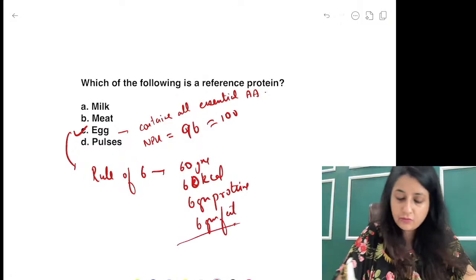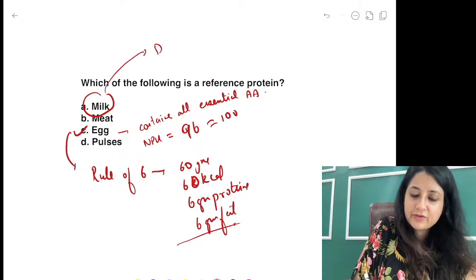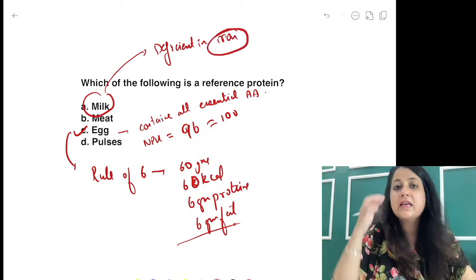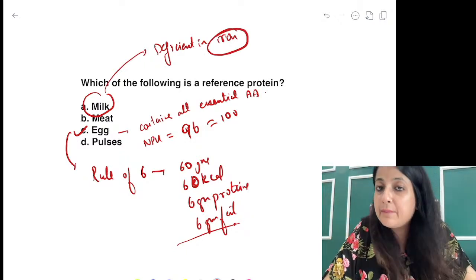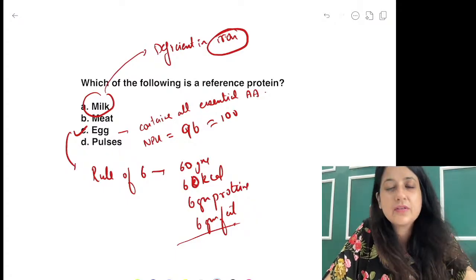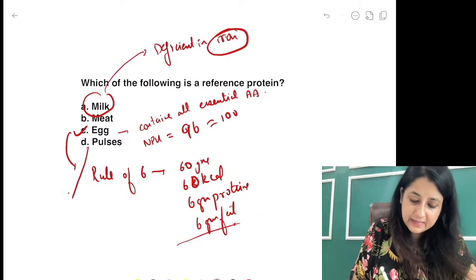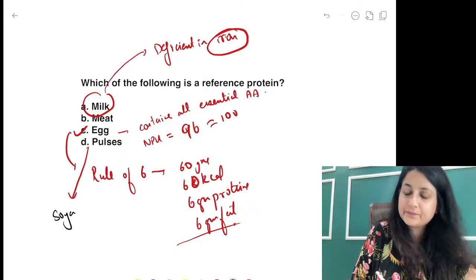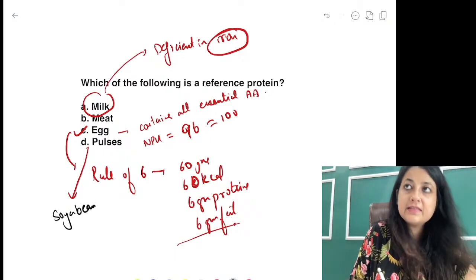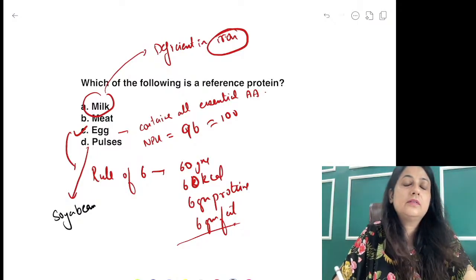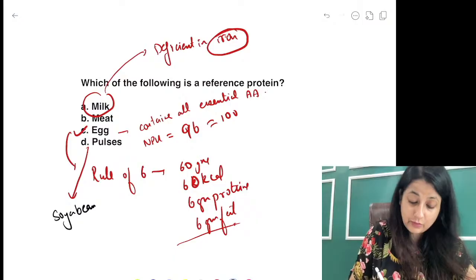Alright, milk, you all know milk, cow's milk is deficient in iron. That is very, very important. Therefore, babies who are weaned with cow's milk go on to develop iron deficiency anemia. Among the pulses, guys, soya bean is the richest source of protein.